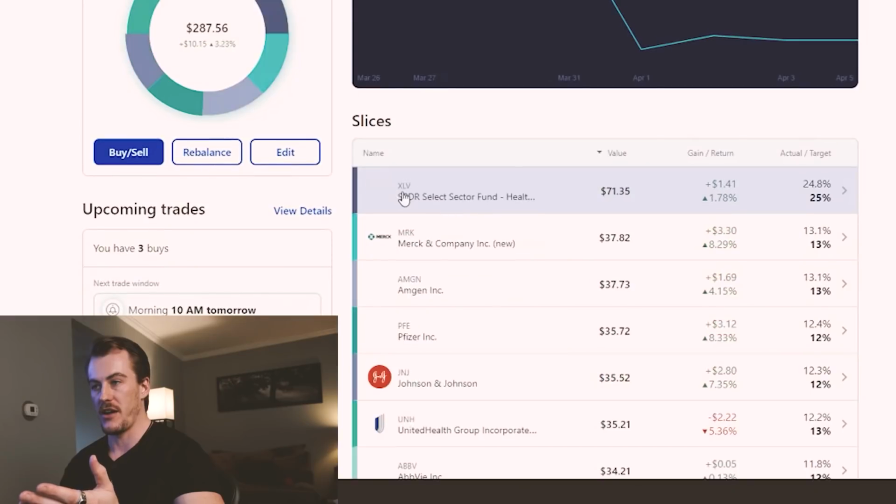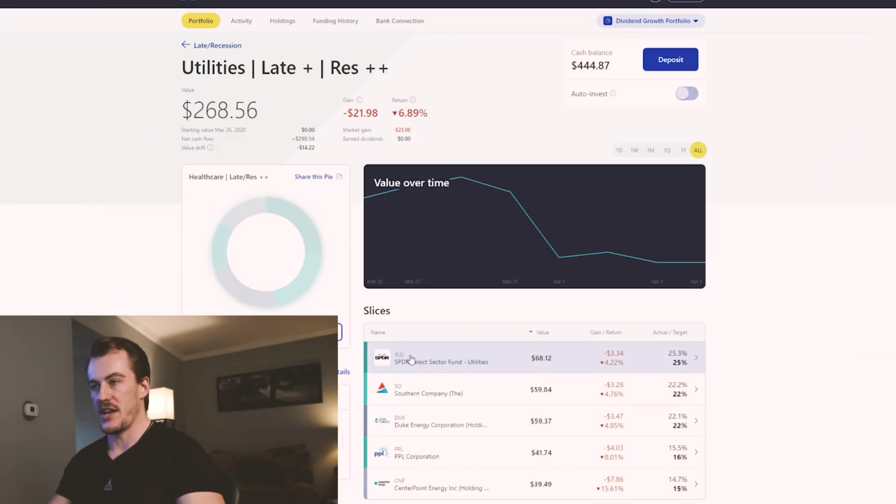So if I click on healthcare, I have the XLV, which is the healthcare fund. I have utilities, which has the XLU. Funds are the average of whatever it's looking at. The reason it's important to use these when you're starting out is because, like I said earlier, one of the biggest risks is the Dunning-Kruger effect in investing, where you think you know more than you do, and that can cause you to lose a lot of money.